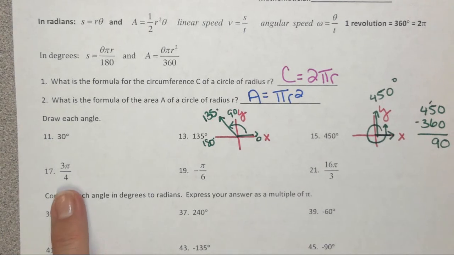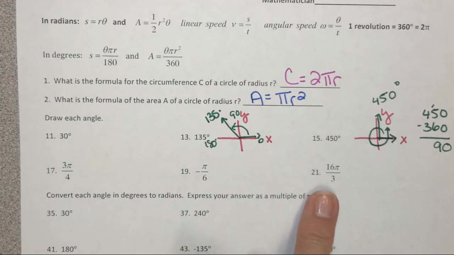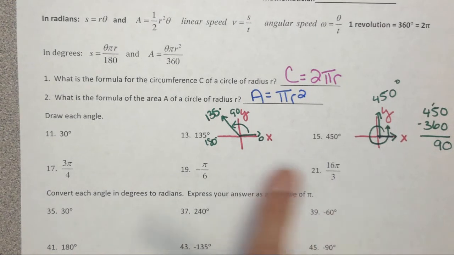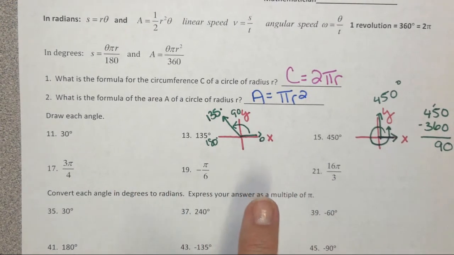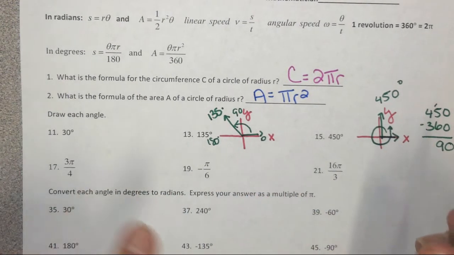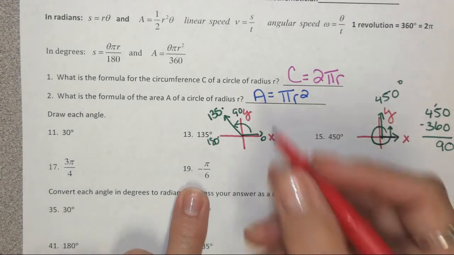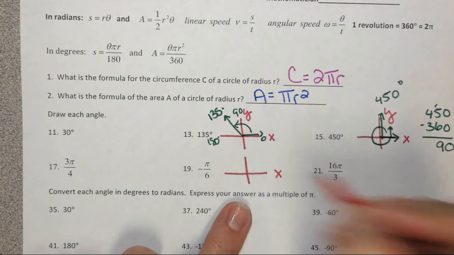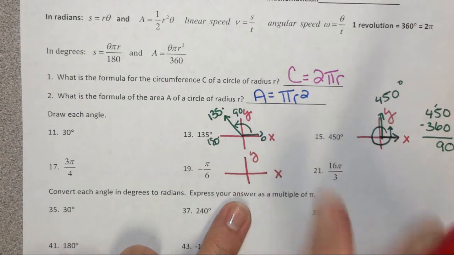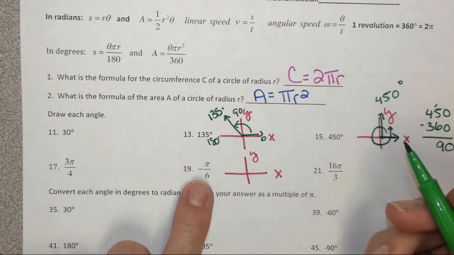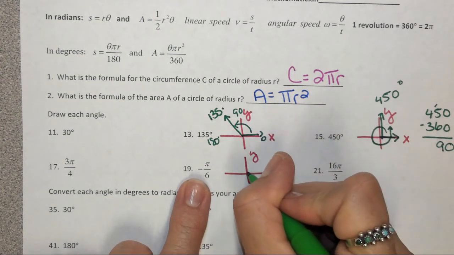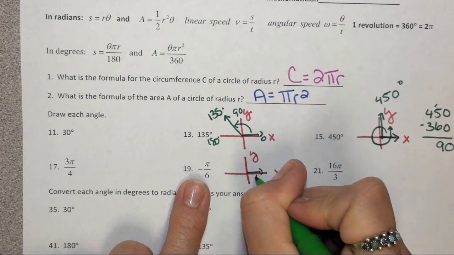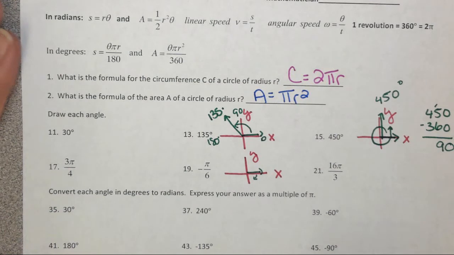On number 17, 19, and 21, we're doing the exact same thing, but this time we're thinking about radians. So the only one that might confuse you, I think, is number 19. So let's look at 19. On 19, I'm going to label my X. I'm going to label my Y. It's only different because it's got a negative. So because it's a negative, I'm going to make my swish go clockwise.